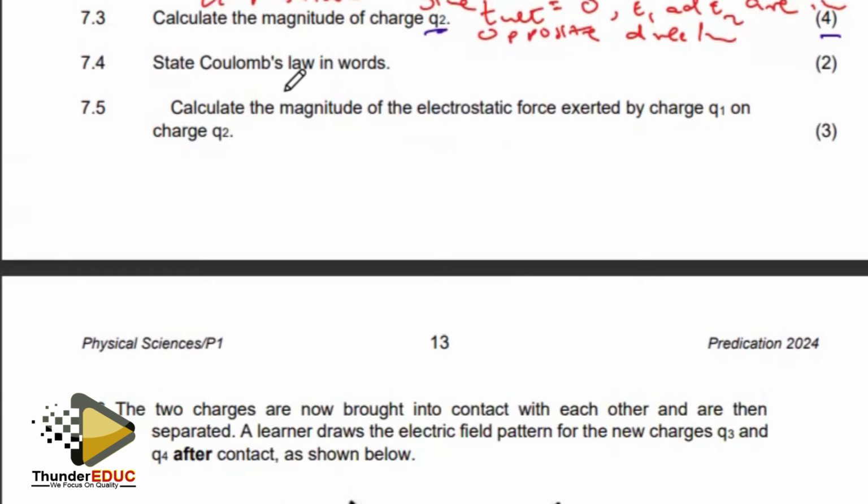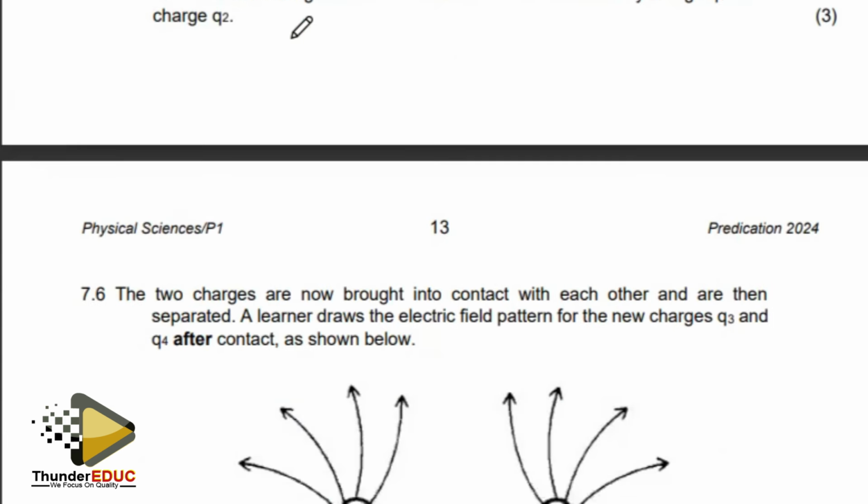Remember what we said? That's more like the definition of electrostatic force. We're saying the electrostatic force between 2-point charges is directly proportional to the product of the magnitude of the charges, but it's inversely proportional to the square of the distance of separation. Then calculate the magnitude of the electrostatic force exerted by Q1 on Q2.